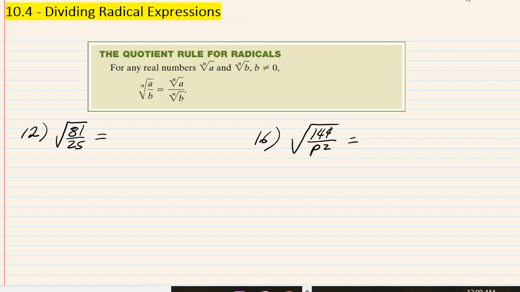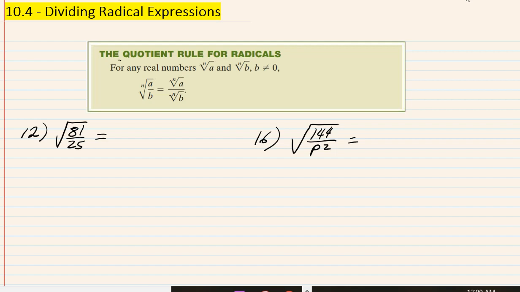10.4, we're going to look at dividing radical expressions. In this section, we only have one rule or one property of radicals. This is the second property of radicals for us. The previous section, section 10.3, we looked at the multiplication rule of radicals. So, here is what the quotient rule reads, pretty straightforward.